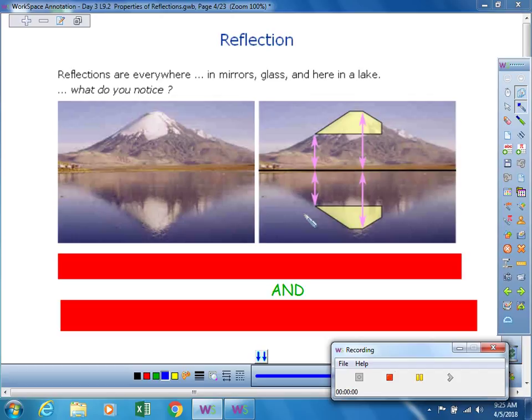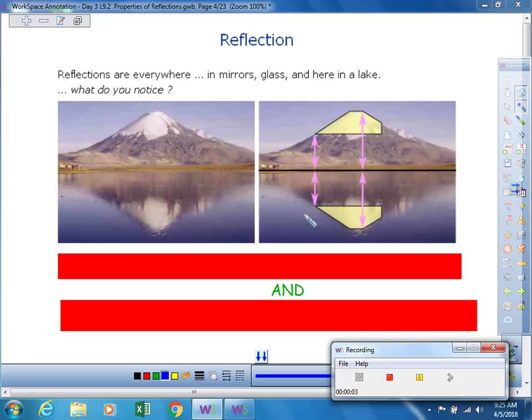We are going to look at reflections. Look at these two rows, the same reflection. What do you notice? What do you notice? Talk to your shoulder partner. What do you notice? Who wants to answer?